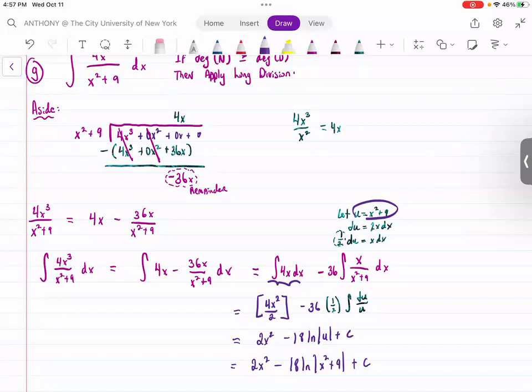Yeah, question? Again, if you see du over u, it's ln of the absolute value of u. It's where the power rule does not apply. Okay.